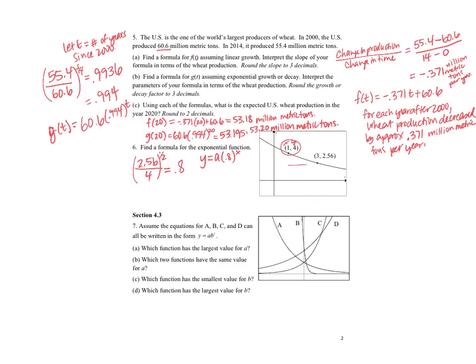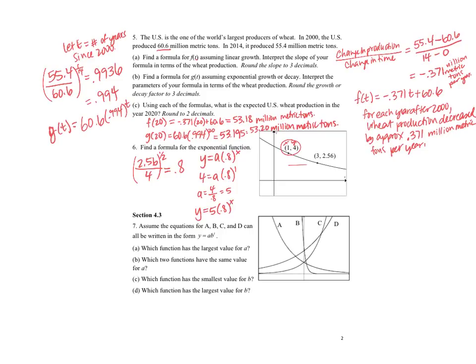So I know that 4 is equal to a times 0.8 to the first. So I can divide by 0.8, and I get 5. So a is equal to 4 divided by 0.8, which is 5. And so my function then is y equals 5 times 0.8 to the x.